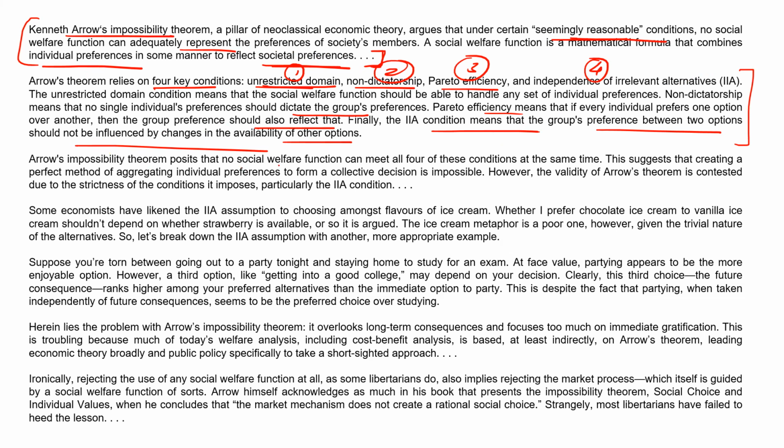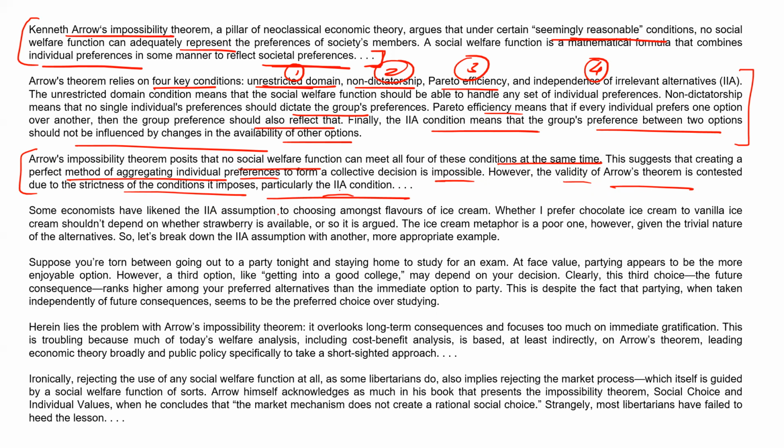Arrow's impossibility theorem posits that no social welfare function can meet all of these 4 conditions at the same time. This suggests that creating a perfect method of aggregating individual preferences to form a collective decision is impossible. However, the validity of Arrow's theorem is contested due to the strictness of the conditions it imposes, particularly the IIA condition. So, Arrow says that no social welfare function can meet all of these 4 conditions at the same time, and therefore, creating a perfect method of aggregating individual preferences is impossible. However, now the author says that validity is contested because of the strictness of the condition, particularly IIA.